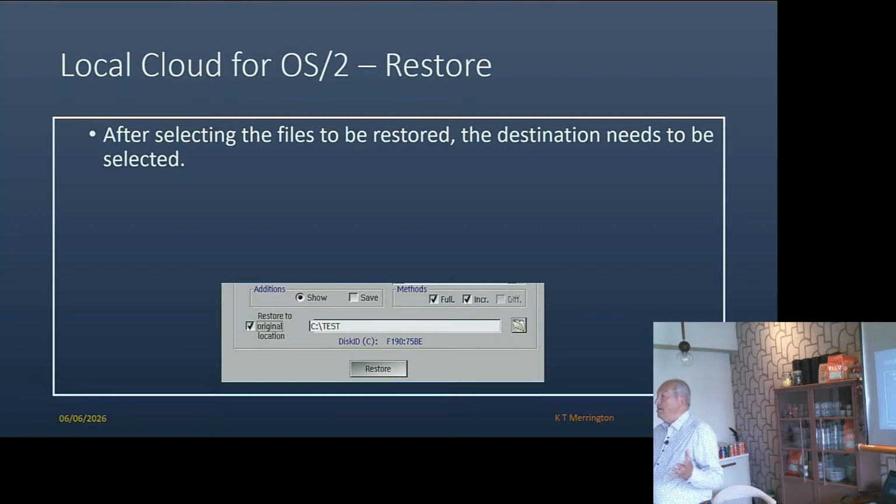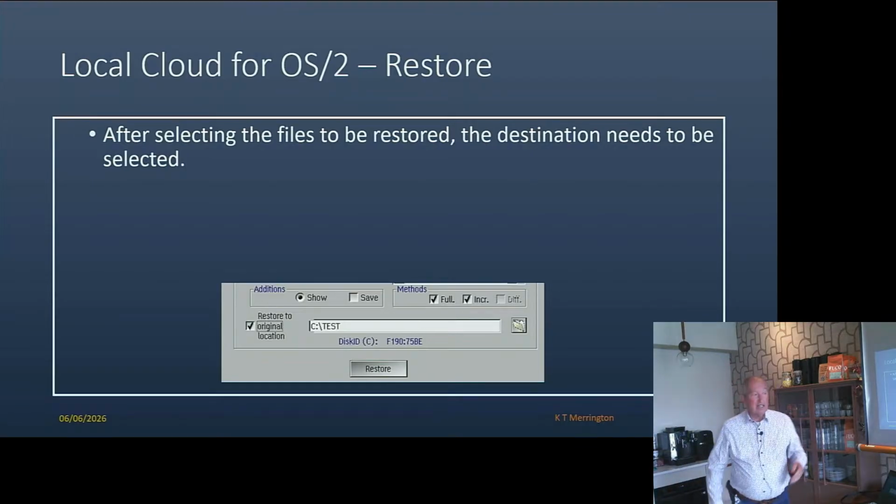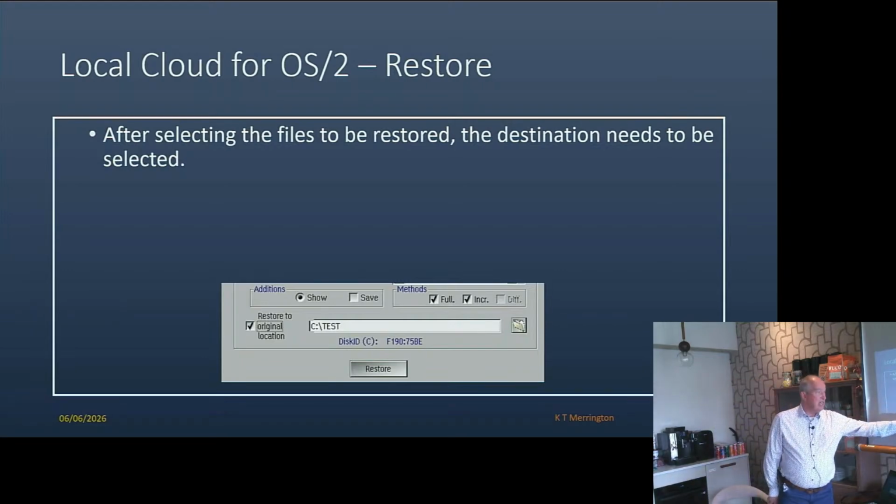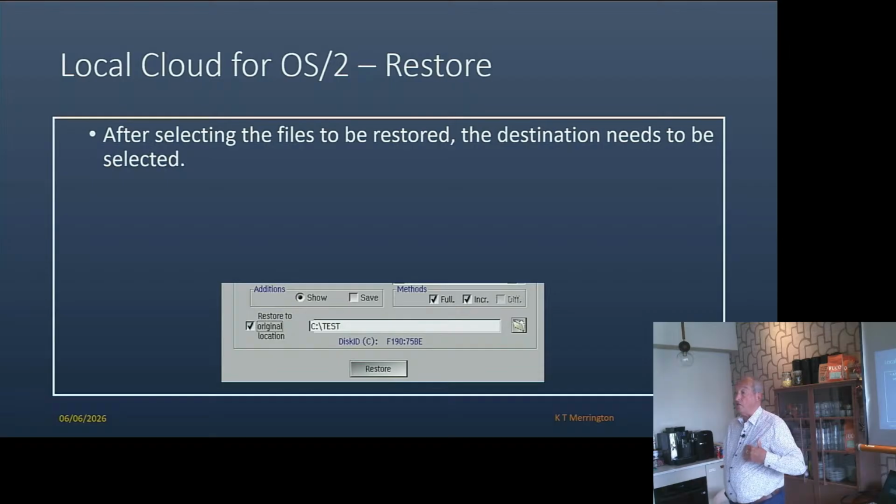Because supposing you put it on a stick, there's always a chance you put a different stick in to back up to, or whatever. There's a chance that somehow you get screwed up on the drive letter, because drive letters we can change. So it cross-checks that the disk ID is the same as the one you originally used, when you're restoring to the same drive.